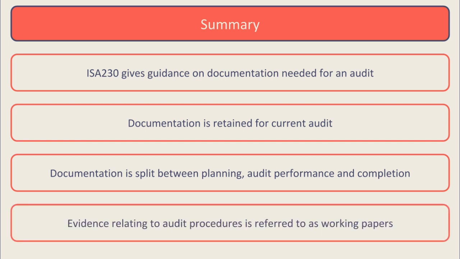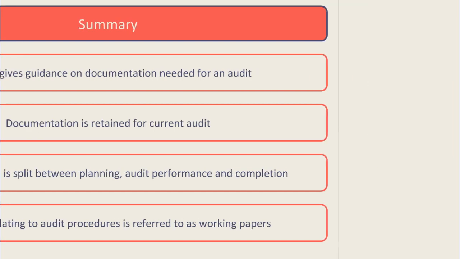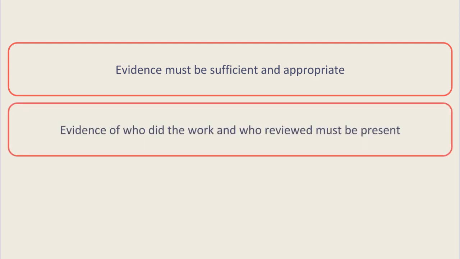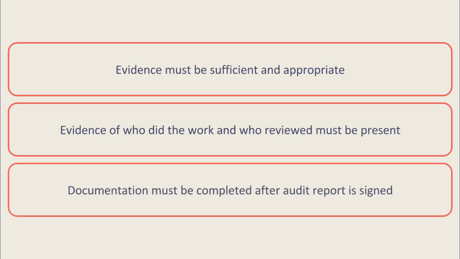Evidence collected relating to the audit procedures carried out is referred to as working papers, and must be sufficient and appropriate to prove the balance it relates to in the financial statements. Evidence of who did the work and who reviewed it in the audit team must be present, and the documentation must be completed shortly after the audit report is signed.